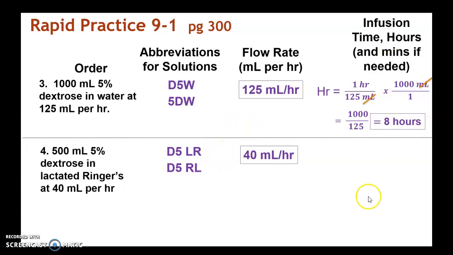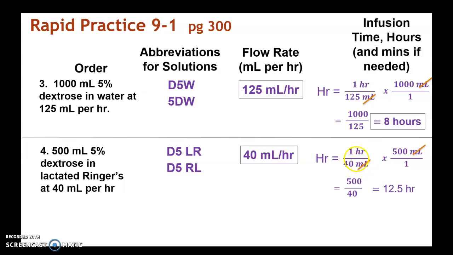Down here, number 4, hours. We want to know how many hours it's going to take. So we said that first fraction is going to come from your flow rate. Okay, 1 hour is supposed to run through 40 milliliters of fluid. Now, milliliters in the bottom means that we need milliliters on the top of our next fraction. And our order said that we have to use a 500 milliliter bag of this D5LR. All right, so mLs cancel, and we wind up doing a 500 divided by 40, and we get a decimal.